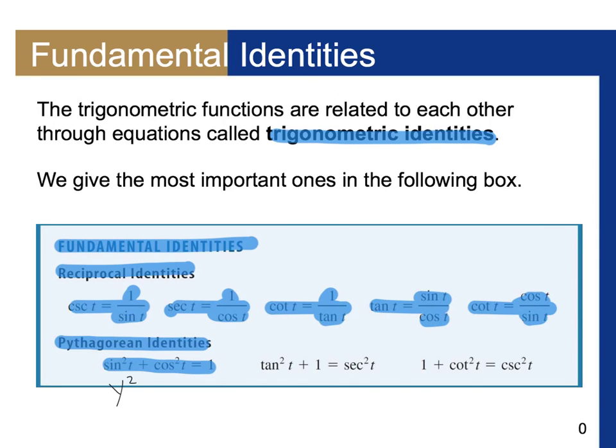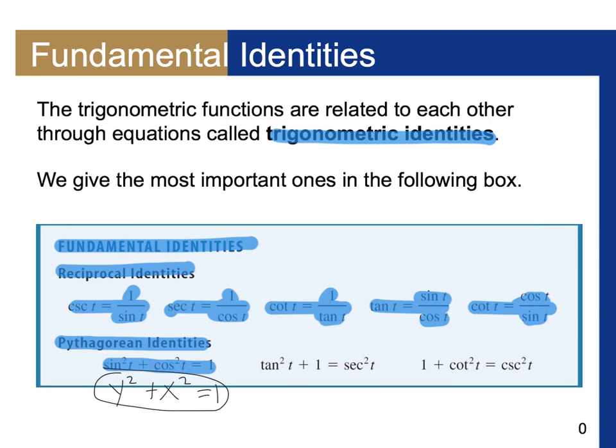Sine squared plus cosine squared equals 1. Remember, that's just the equation of our unit circle, right? So that comes directly from the equation of our unit circle. Sine is y, cosine is x, so y squared plus x squared equals 1. Okay, so it follows that sine squared plus cosine squared is 1.